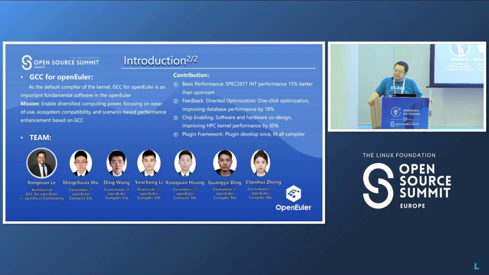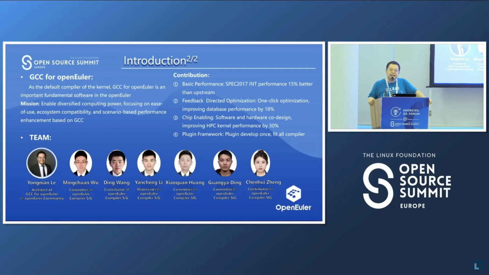For the mission, if we compare our compiler with the upstream GCC compiler, our mission is to provide an ecosystem-compatible, easy-to-use compiler with performance leadership in some specific scenarios based on the OpenOLA open source community. We have a team from different companies, and I'm the architect for the whole team. Our work has lasted for 3 years, starting from 2019. And so far, we have made several contributions.